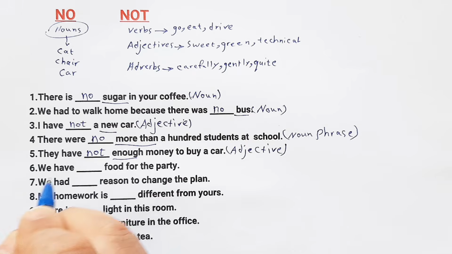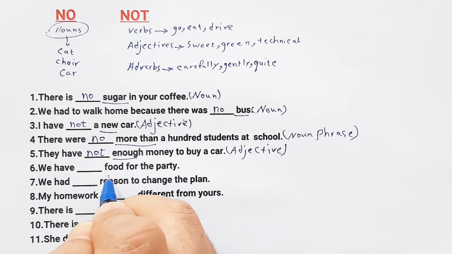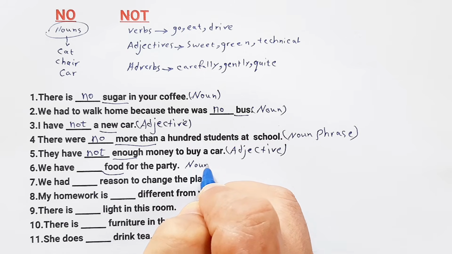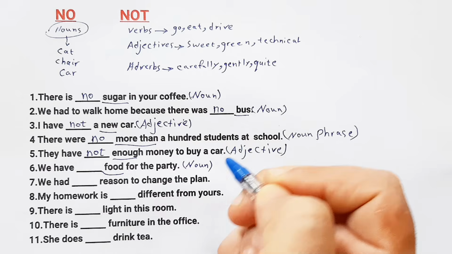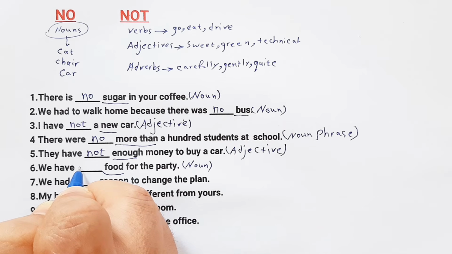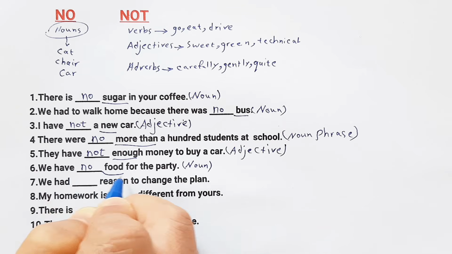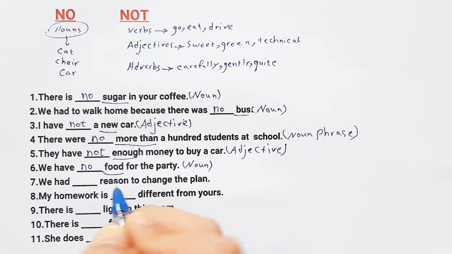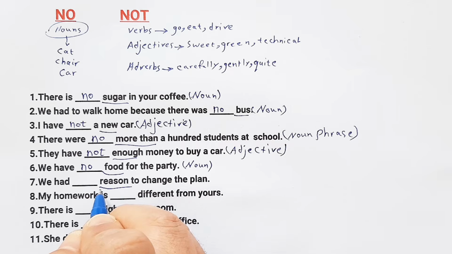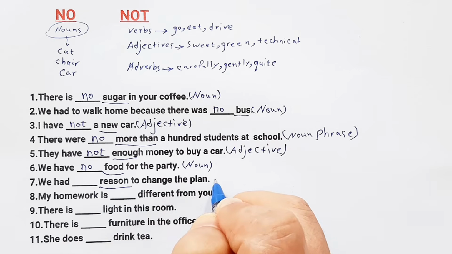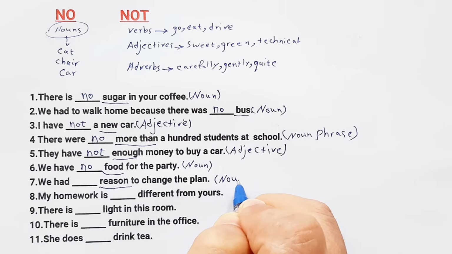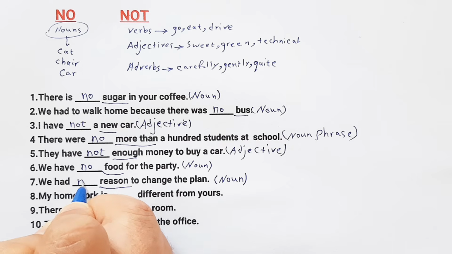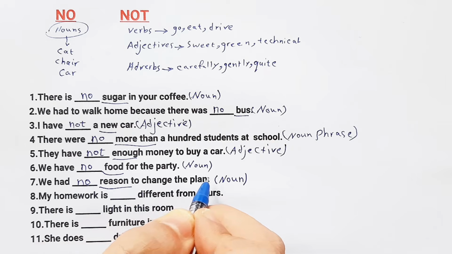Number 6, we have blank food for the party. All of us know that food is a noun. For nouns, we use no. We say we have no food for the party. Number 7, we had blank reason to change the plan. You know that in English grammar, reason is a noun. For nouns, we use no. We had no reason to change the plan.